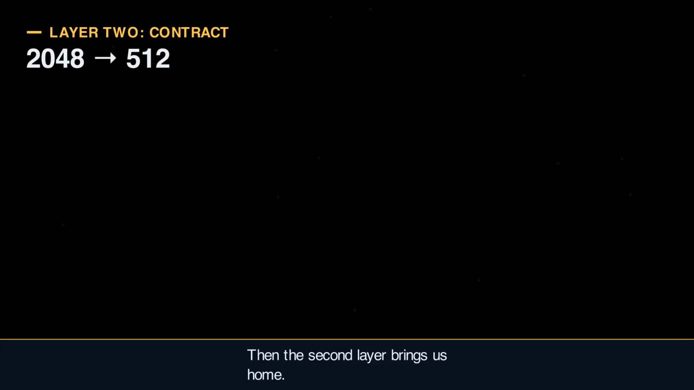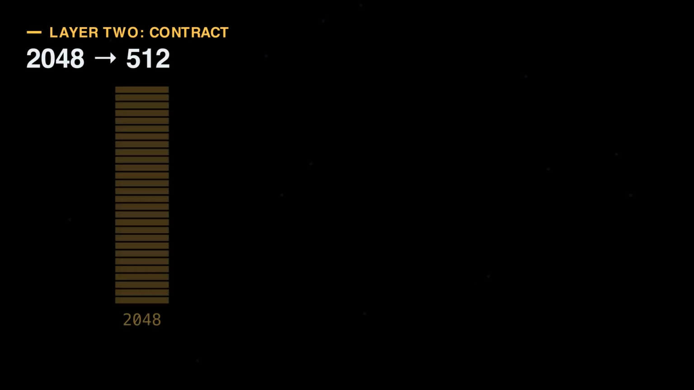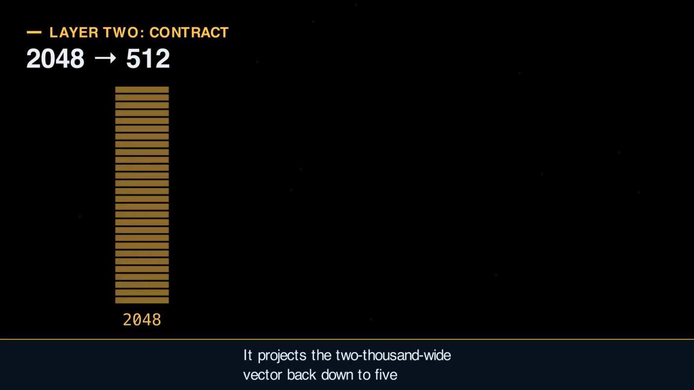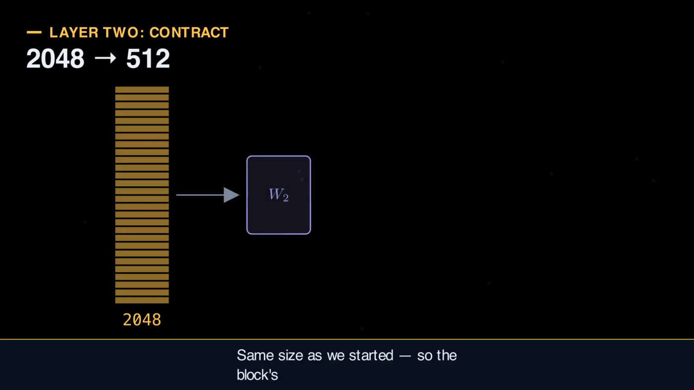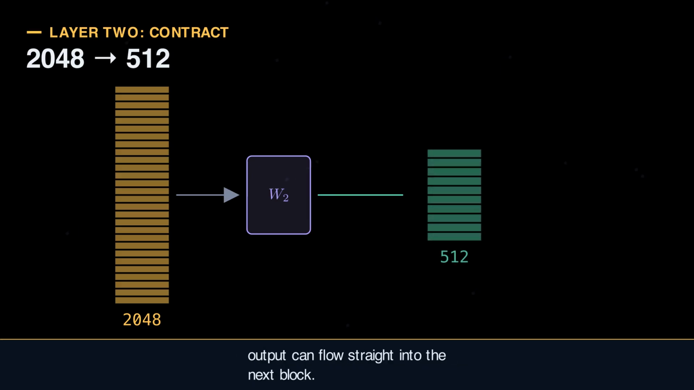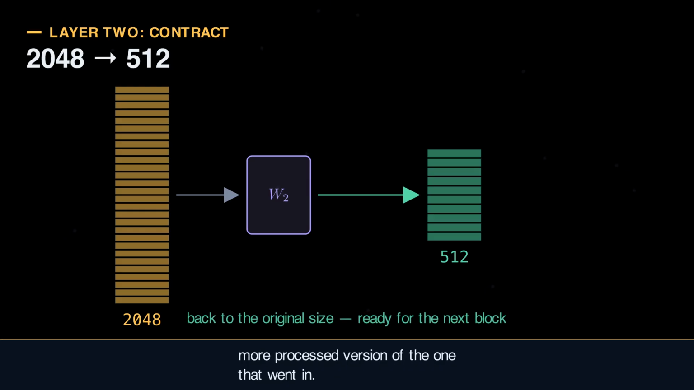Then the second layer brings us home. It projects the 2048 wide vector back down to 512. Same size as we started, so the block's output can flow straight into the next block. The vector that comes out is a richer, more processed version of the one that went in.